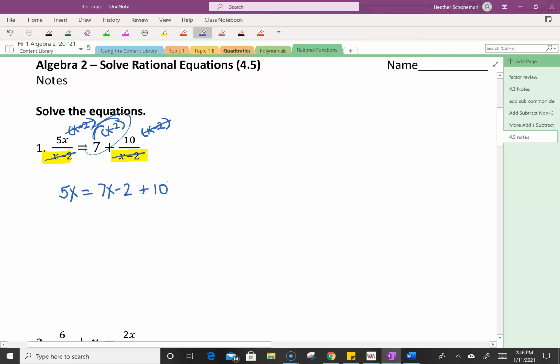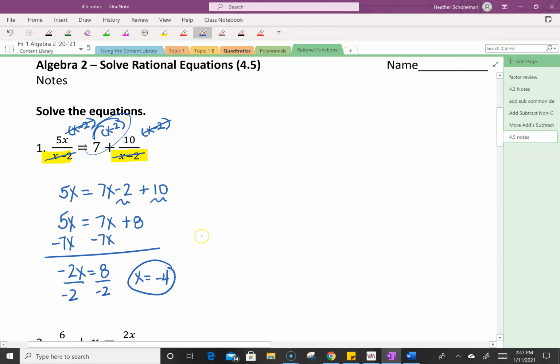Now I need to solve the equation. So this gives me 5x equals, first things first, combine like terms, 7x plus 8. Then I'm going to subtract 7x from both sides. So I get negative 2x equals 8. Divide by negative 2. So x equals negative 4.